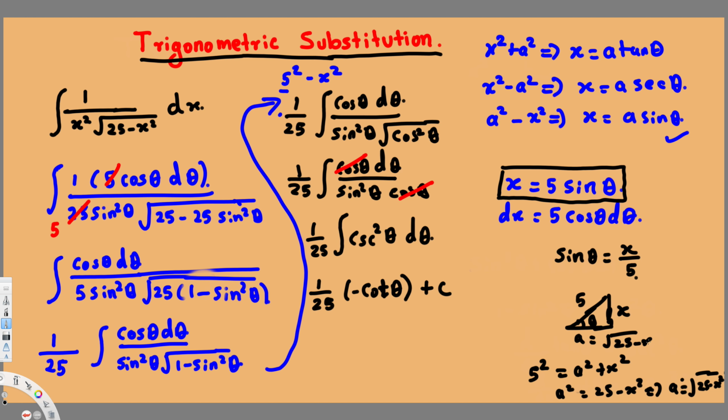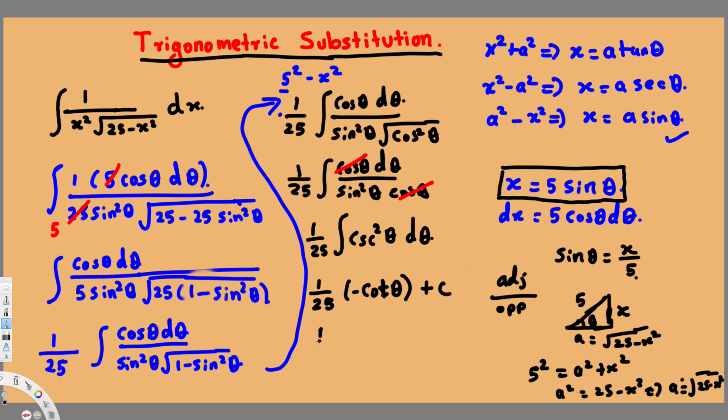Now what is cot theta? We know that cot theta is the reciprocal of tan theta, and we know that tan theta is opposite over adjacent. But cot theta is the reciprocal of that one, right? So cot theta is going to be adjacent over opposite. Now here the adjacent is square root of 25 minus x square.